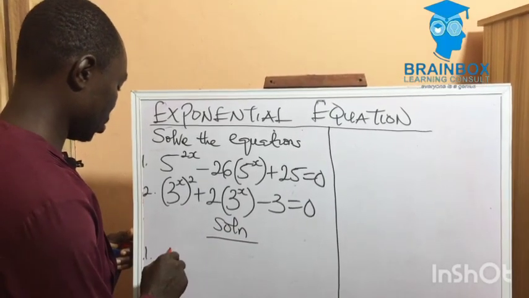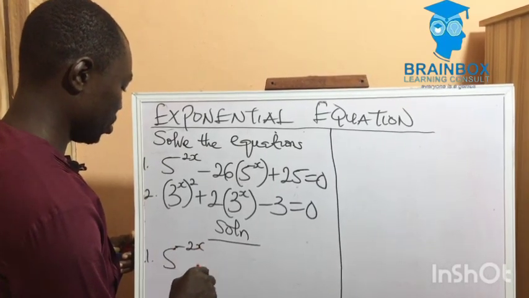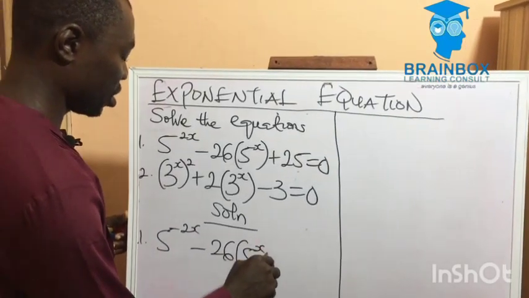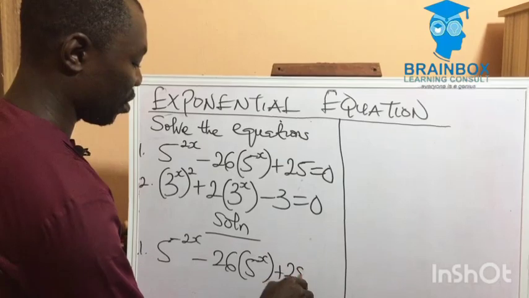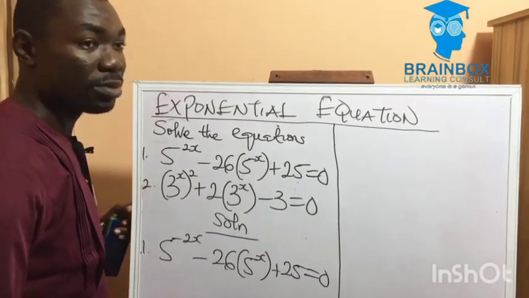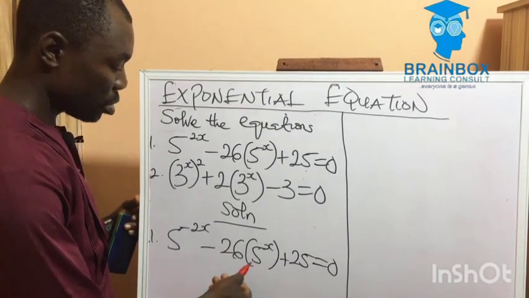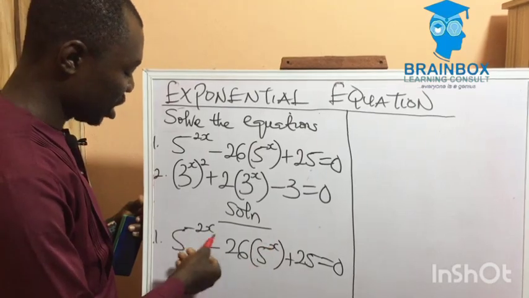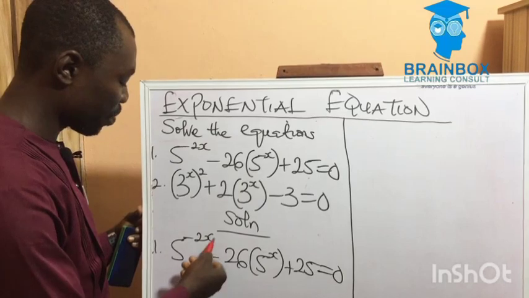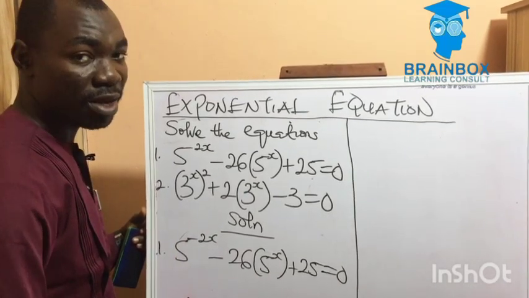For number one, 5 raised to the power of 2x minus 26 times 5 raised to the power of x plus 25 equals 0. Now this looks cumbersome, but it's very simple. All you need to do is notice that here there is 5 raised to the power of x, and here is 5 raised to the power of x. If you check properly, there's 5 raised to the power of x here. So we can give it an equivalent.